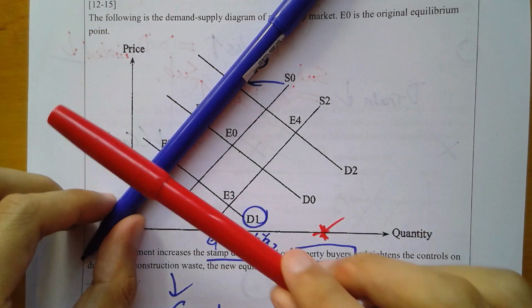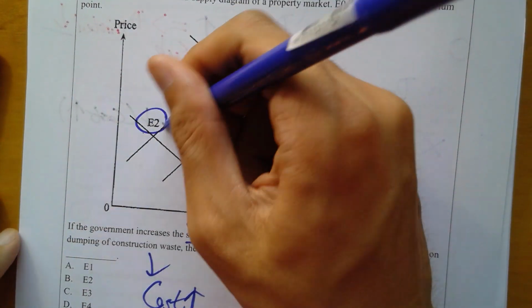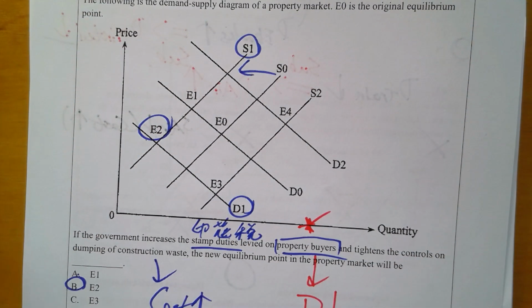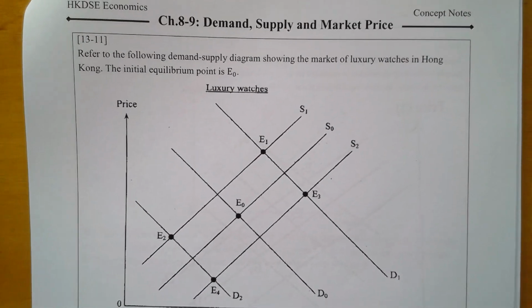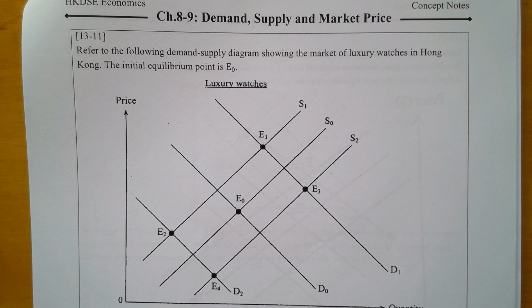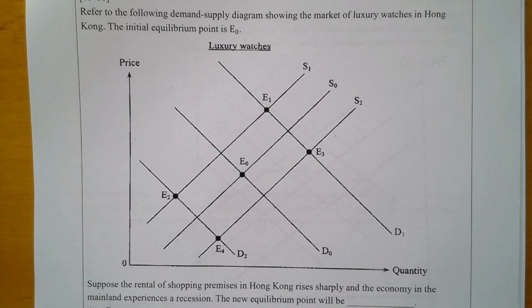The only intersection we can find will be E2. B is the answer. Okay, is that clear? This is the way we do it. Next one. Now, so you see, after working through it, you find it comes down to the shifts in the curves. Yes. Demand and supply is never difficult individually. The most difficult thing about demand and supply will be that when things mix together, it can be quite clumsy.